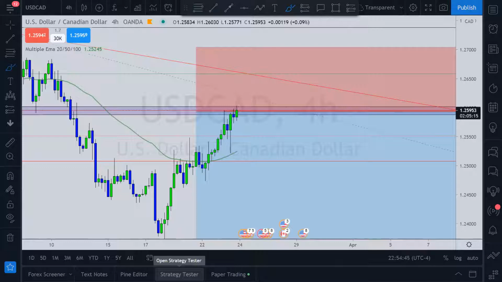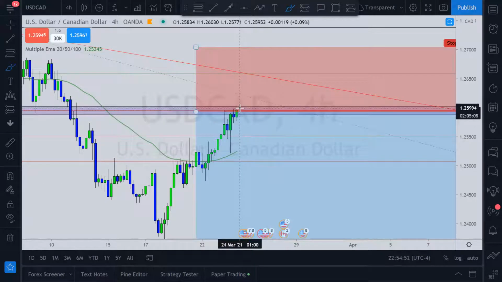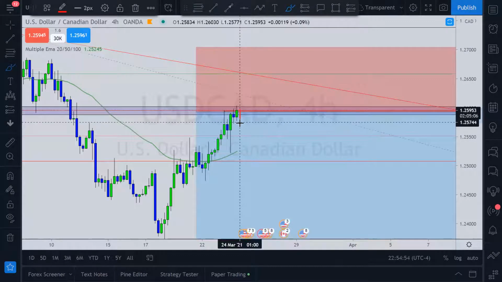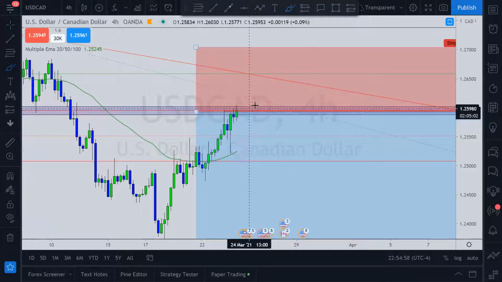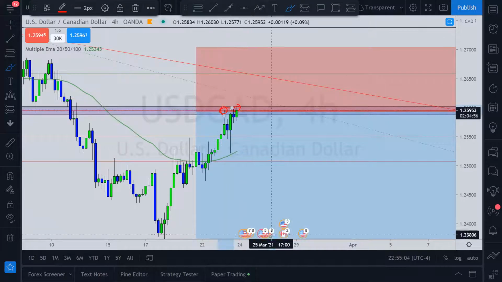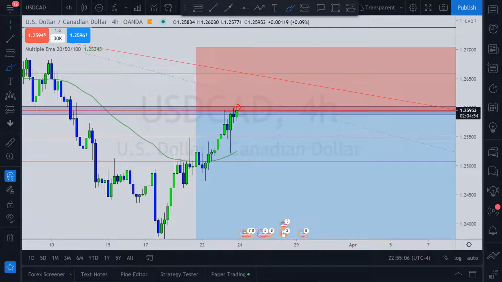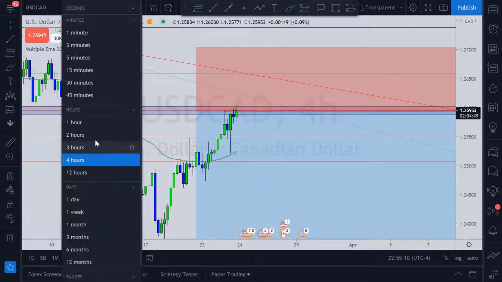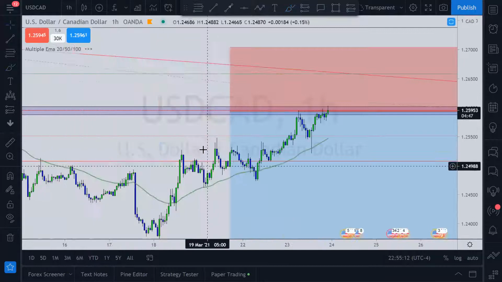You want to see bearish engulfings. You want to see a bearish engulfer. You want to see a nice momentum candle from this level. But you definitely want to see more than one wick of rejection. And you'll see them clearly when you go down further. Let's go to the hour. Maybe we can see something good.